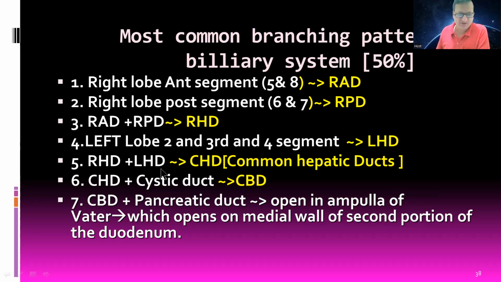Then the right hepatic duct and left hepatic duct form the common hepatic duct. The common hepatic duct is joined by the cystic duct to form the common bile duct. Then the common bile duct and pancreatic duct open in the ampulla of Vater, which opens as a papilla on the medial wall of the second portion of the duodenum. So this is the common pattern of the biliary system.